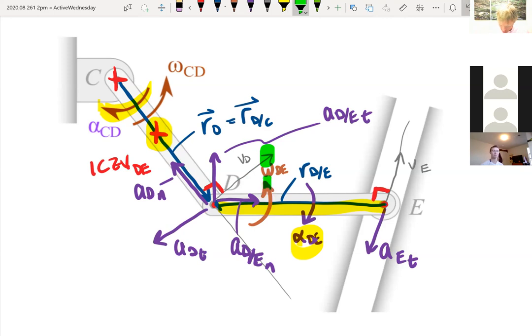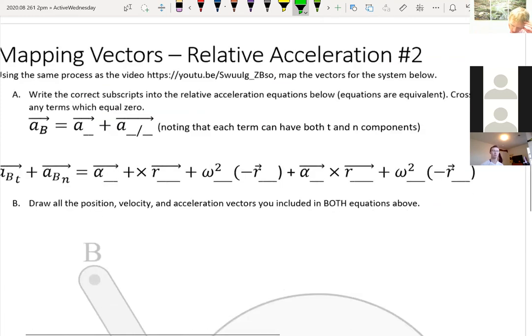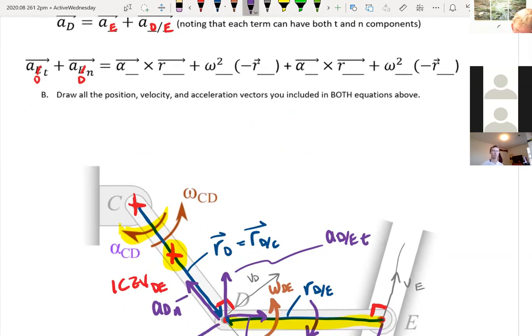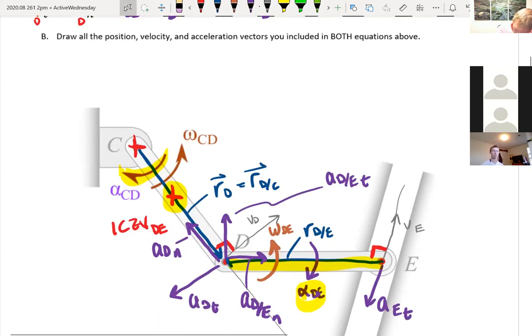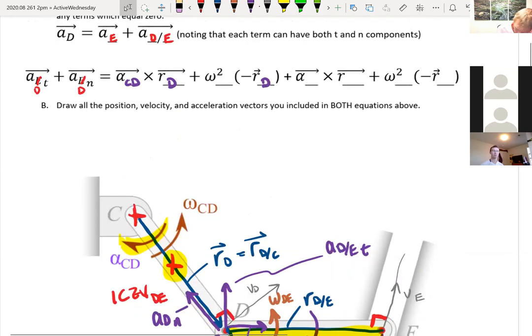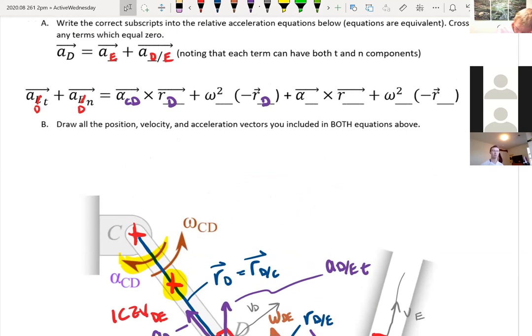All right, so that wraps up this one. Let's take a look at the additive motion. Let me fill these in real quick. So the first two terms here are looking basically at D. So this is going to be the alpha of CD. This is going to be my R of D. This is also going to be my R of D. So I'm basically keeping this, hold on, I did the wrong D, E. D relative to E. Let me get my brain really wanted to do the other direction, so let me fix this.